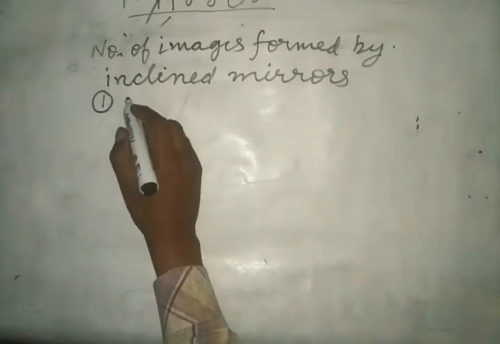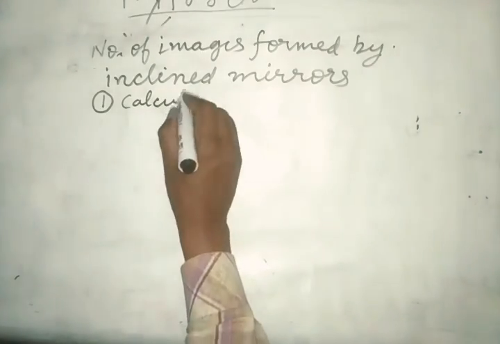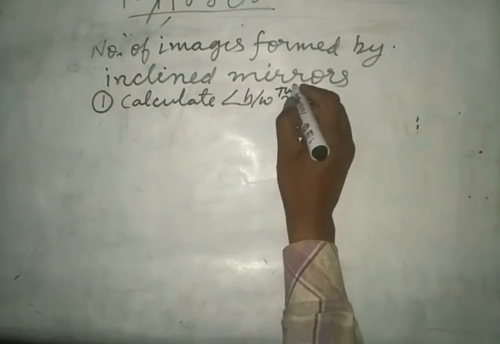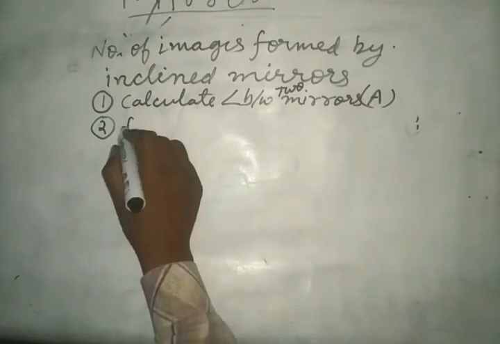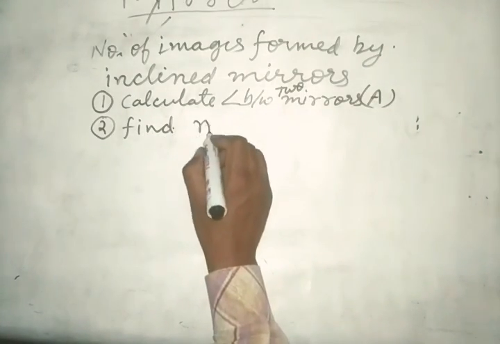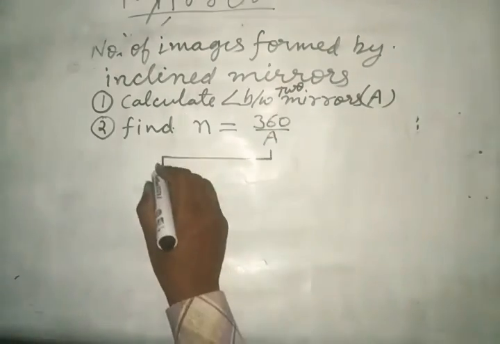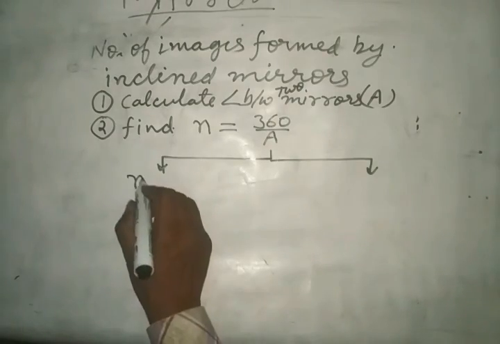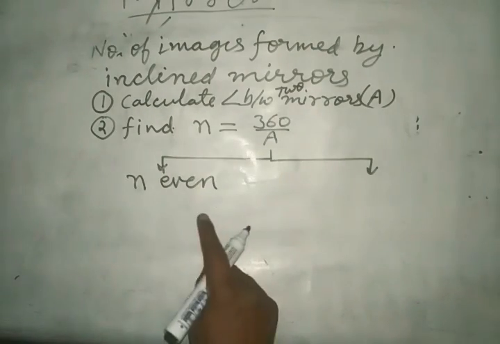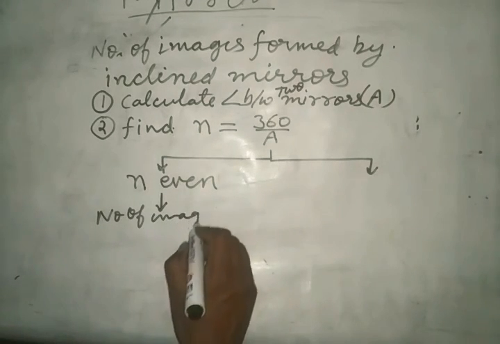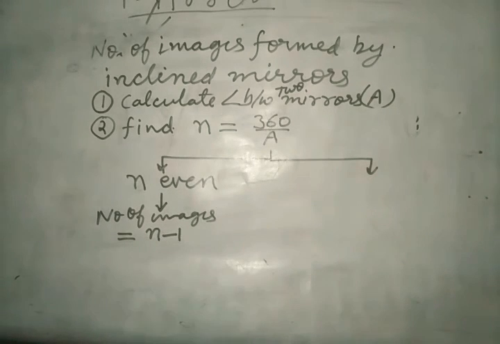Step 1, calculate the angle between the two mirrors, and we will call it A for angle. Step 2, find n, which is equal to 360 by A. Now follow this algorithm. If n is even, then the number of images will be n minus 1.